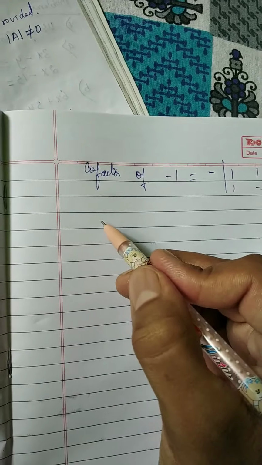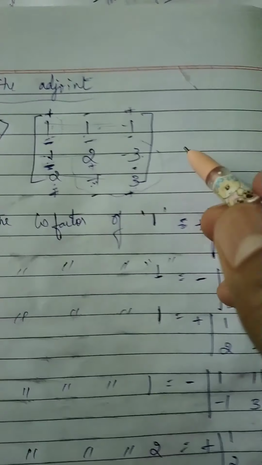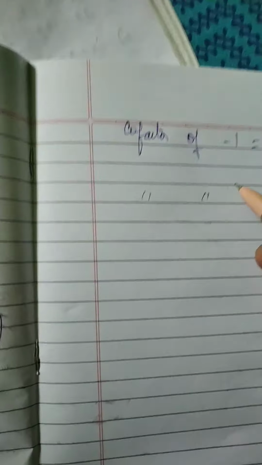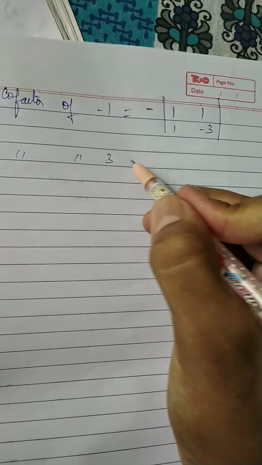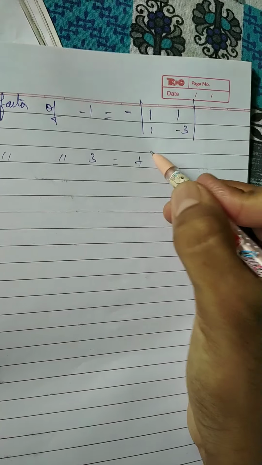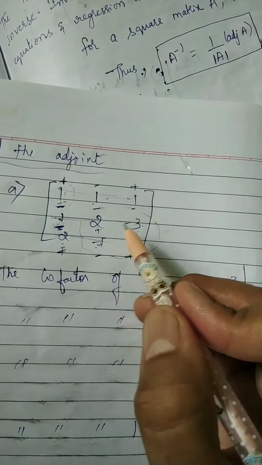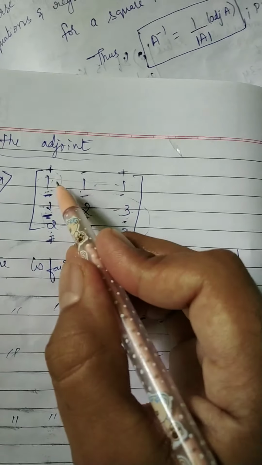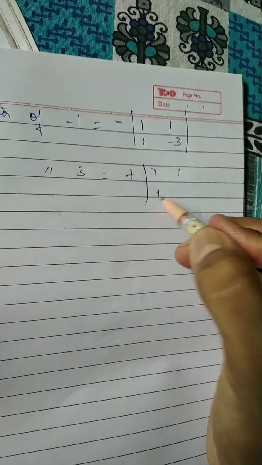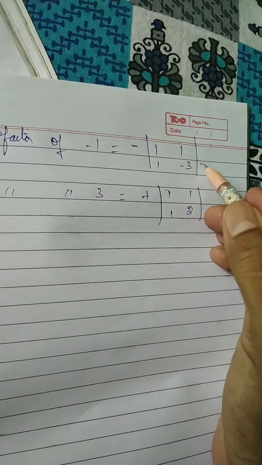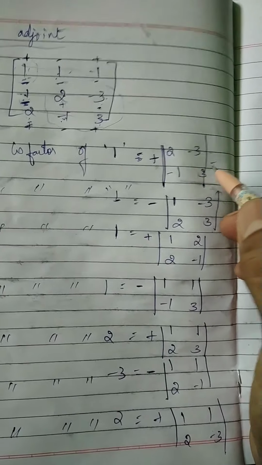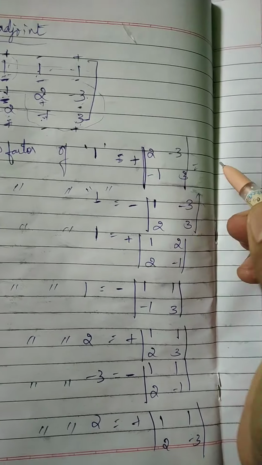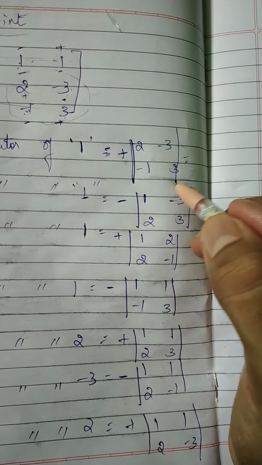Again, the cofactor of the last element here, this is 3. What is the sign it holds? It holds plus. What is the determinant we get from this element? We get 1, 1, 1 and 2. So now we have to solve this. Once we solve this, obviously you get the 2 by 3 determinant. How will you solve the determinant of any matrix?